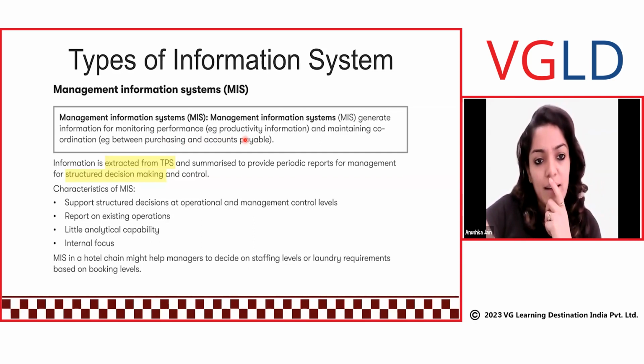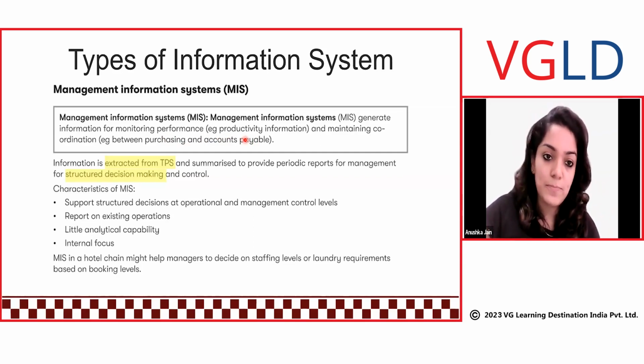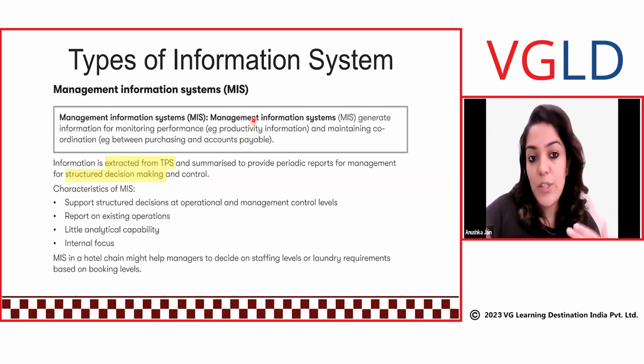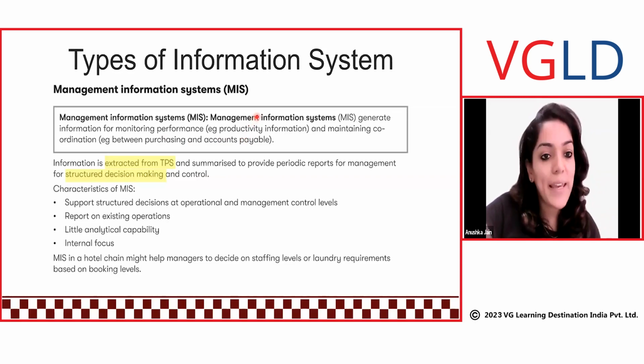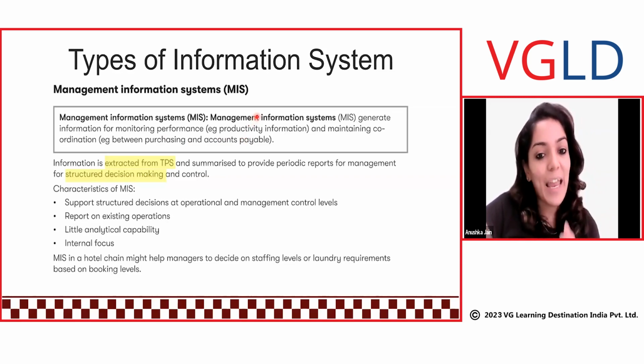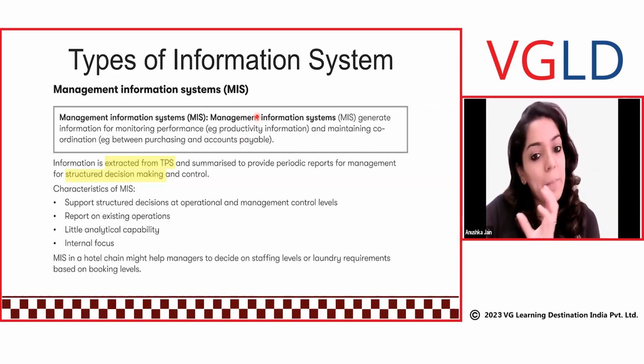Can you tell me why? Why will this data be relevant for accounts payable also? You made purchases, you'll have to pay, na? So only if you create liabilities, that is accounts payable, then only you will be paying it off. So there needs to be a coordination between the purchasing department and accounts payable department.